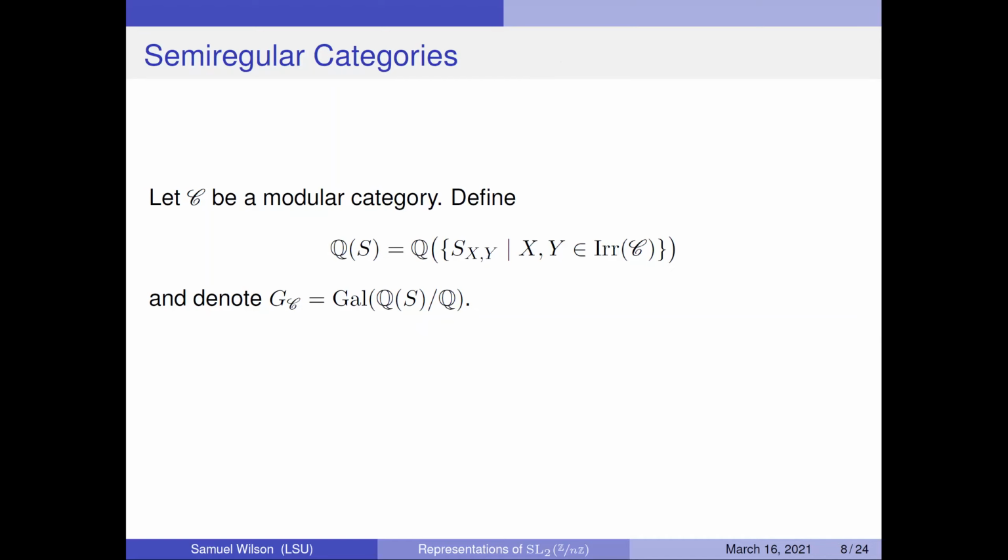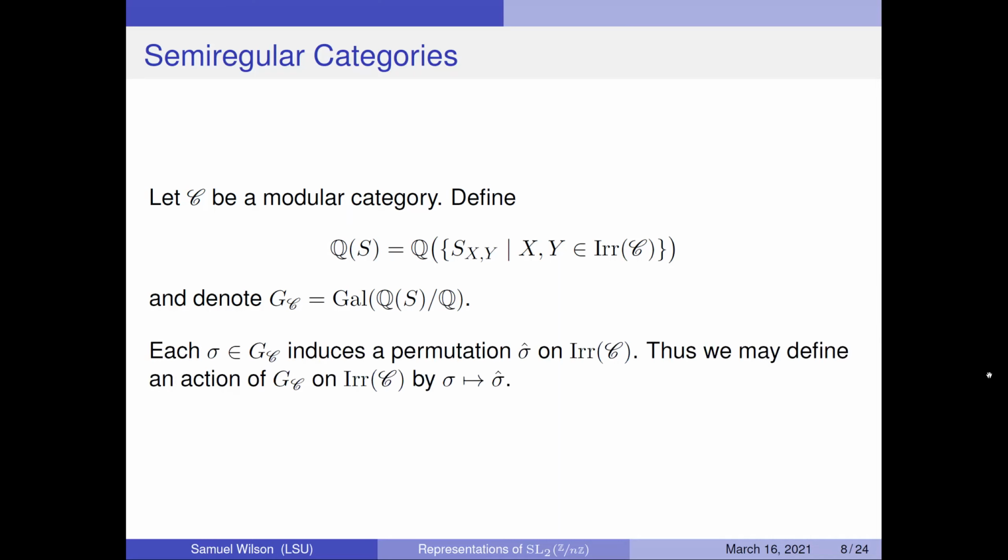So this gives us a finite extension of Q, and then we can look at the Galois group of that extension. And if we take an element of the Galois group, well, it has to send every simple object to some other simple object, possibly the same simple object, which gives us a permutation of the simple objects. And so using that, we can define this action of the Galois group on the simple objects, okay?